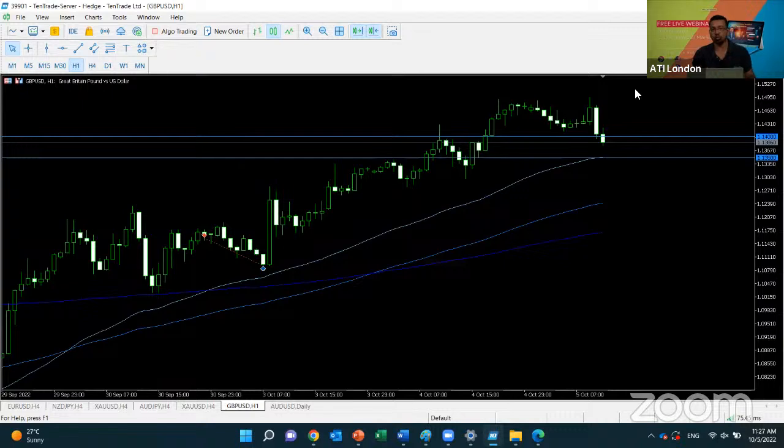Now, we could travel across the 1 hour, 4 hour, and daily charts to do a trend analysis. But the most important tool you would need to conduct a trend analysis is the three exponential moving average lines, better known as the EMA.